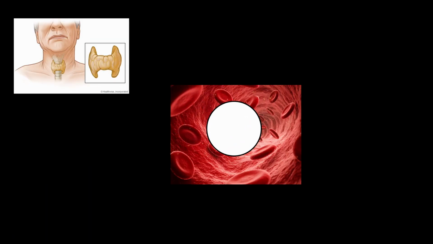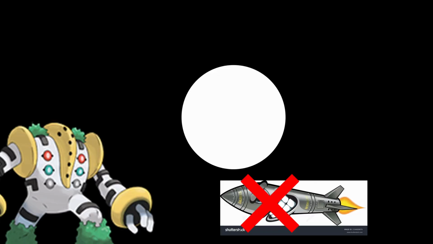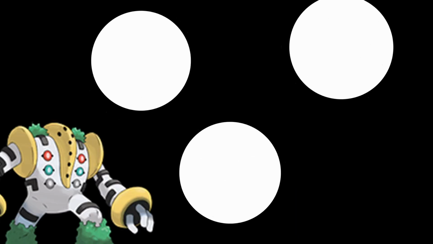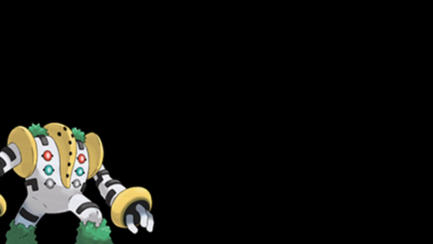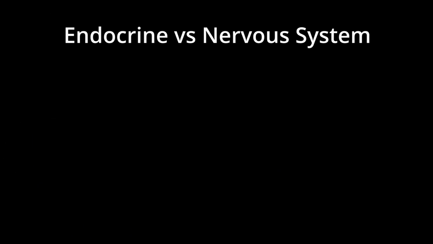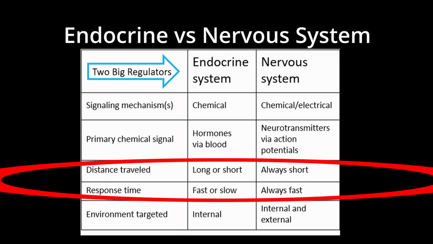They go through the bloodstream and attach to their specific target cells that have their specific receptor. Good to know, but hormones aren't like seeking missiles. They just float around the bloodstream until random contact with the specific target cells. Another good thing to know is the endocrine versus nervous system. The nervous system works fast and the distance is short, while the endocrine can move fast or slow and can travel short or long distances.